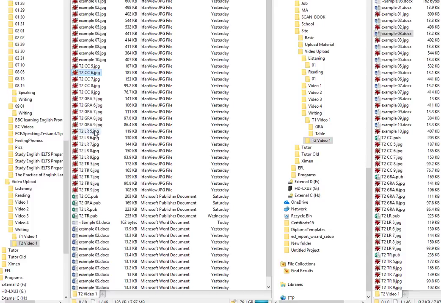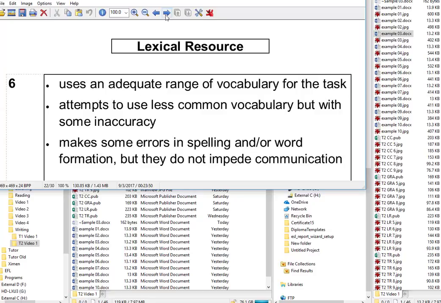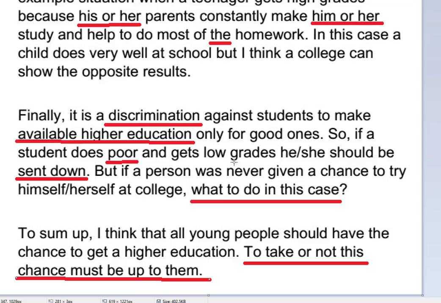Alright, so vocabulary. Okay, well, word formation was not really the problem. It was just more with word choice. If we look at 6 for lexical resources, it attempts to use less common vocabulary, but with some inaccuracy. Was there an attempt? Well, we have discrimination. So the key word is some.